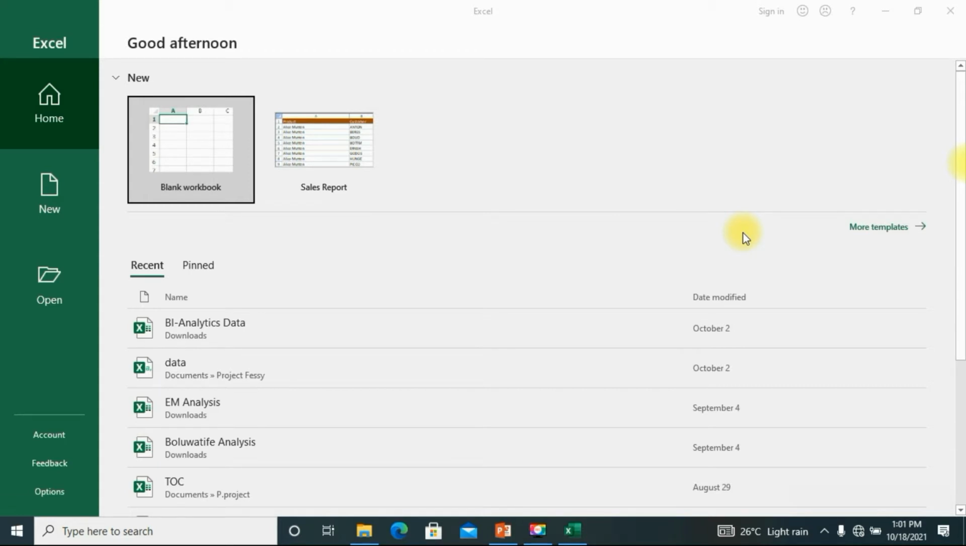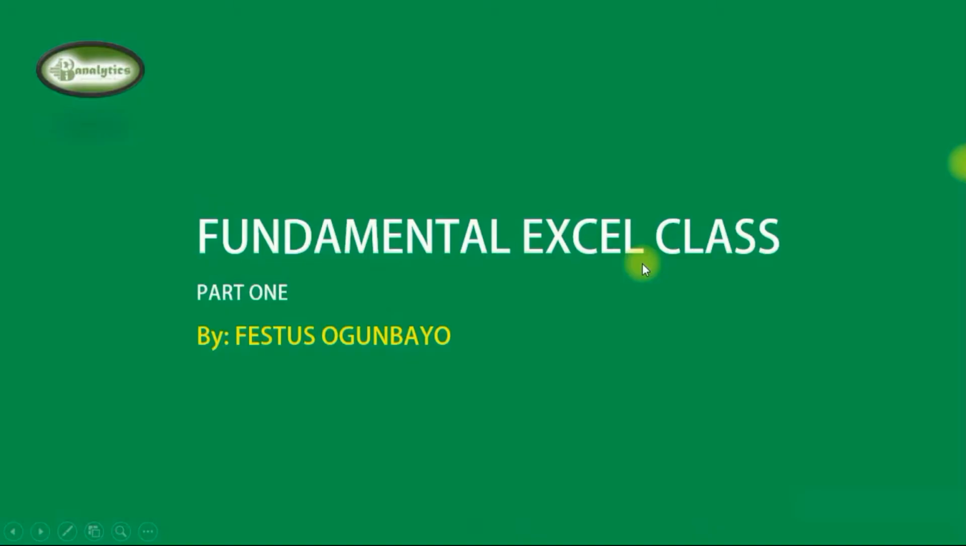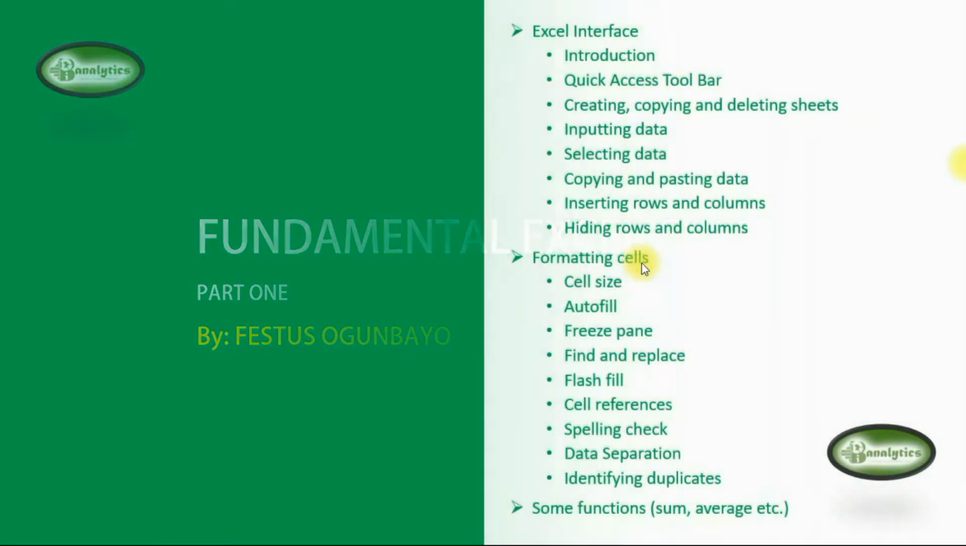Now this is the screen that appears after launching your Microsoft Excel. I'm still going to explain this in the course, but this is called the Excel start screen. This is where you can decide to create a workbook. You can click on new, open and all that. But in this case, we are going to click blank. I'm coming back to that.